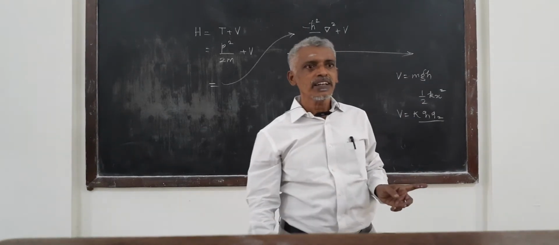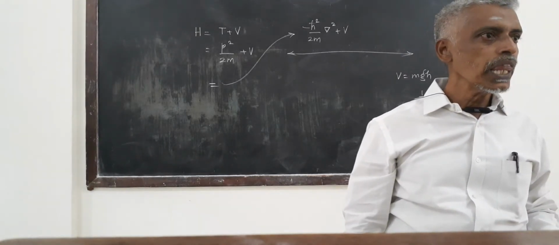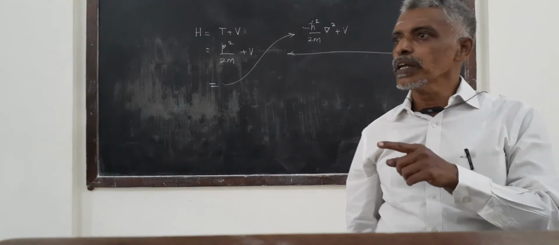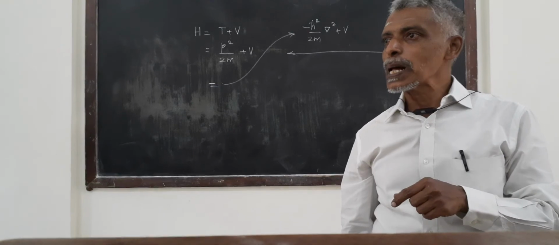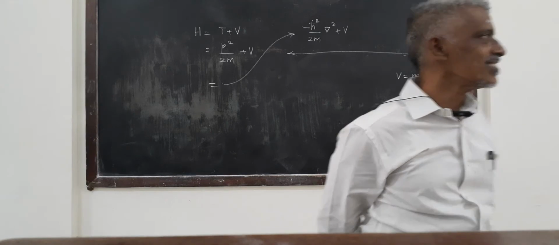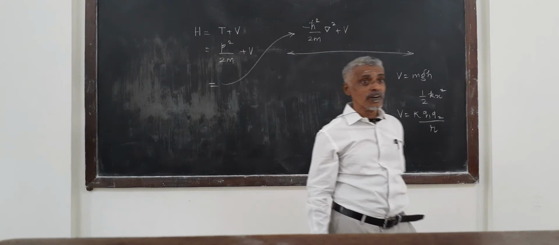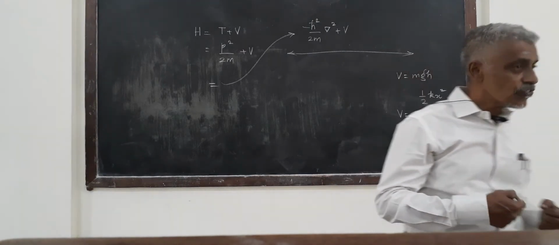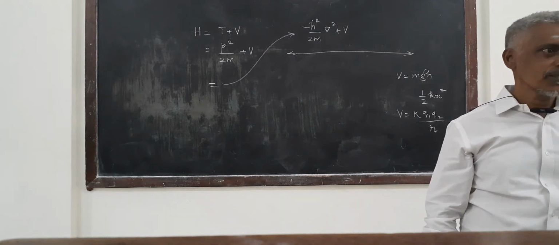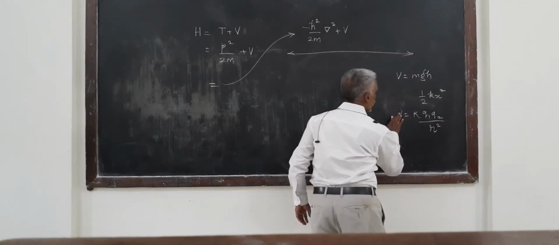Is it not that V is equal to K Q1 Q2? K is equal to 1 by 4 pi epsilon 0. If you want, you can write it that way. V is equal to 1 by 4 pi epsilon 0, Q1 Q2 by... is it R squared? For potential, yesterday there was also a problem. Somebody said R squared, somebody said R. If you write R squared, it becomes force.